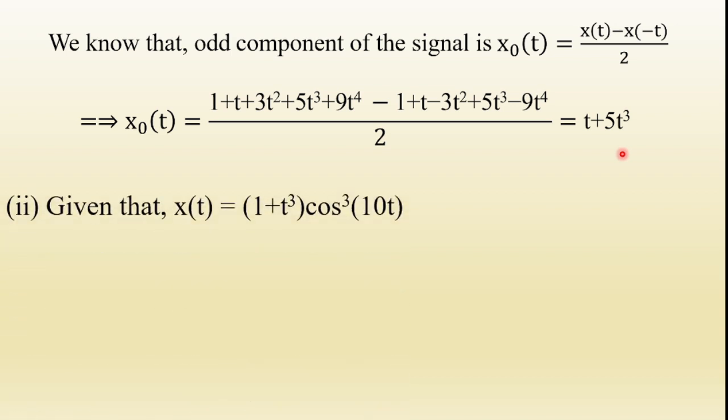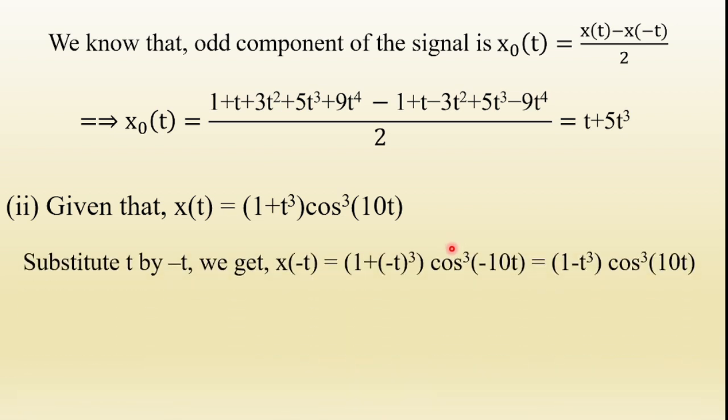And the second bit: given that the signal x of t is equal to 1 plus t cube into cos cube of 10t, find out the even component and odd component of the signal. First calculate the x of minus t value. In the given signal, small t is replaced by minus t. We get x of minus t is 1 plus minus t whole cube, into cos cube of minus 10t. Minus t whole cube is minus t cube, so it is 1 minus t cube.